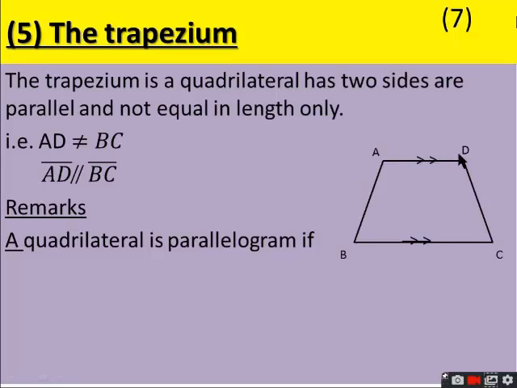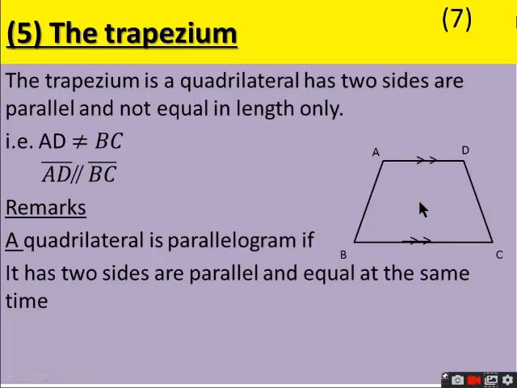AD is parallel to BC. The two parallel sides AD and BC are parallel, but the length of AD is not equal to the length of BC. The figure ABCD is called a trapezium. A quadrilateral is a parallelogram if the two sides are parallel and equal in length at the same time.